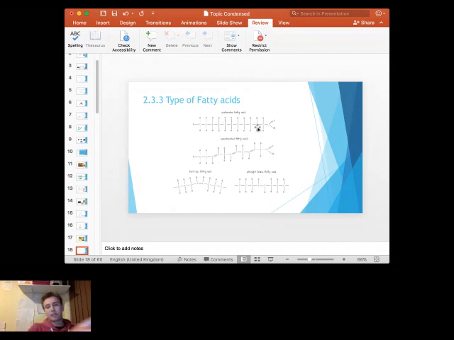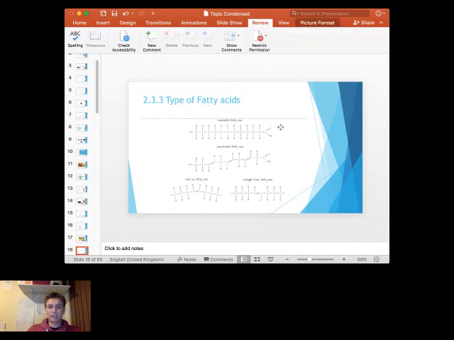So you'll have what's called a carboxyl group at the end on the right-hand side over here. And then you just have a straight chain of carbons, and then 3 bonds coming off of the carbon at the end. And that's what we call a saturated fatty acid. Does anyone know why it's termed a saturated fatty acid? Any idea?